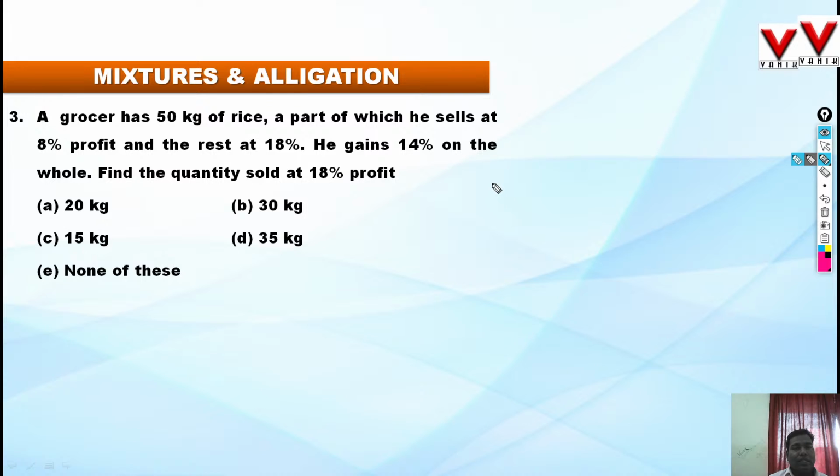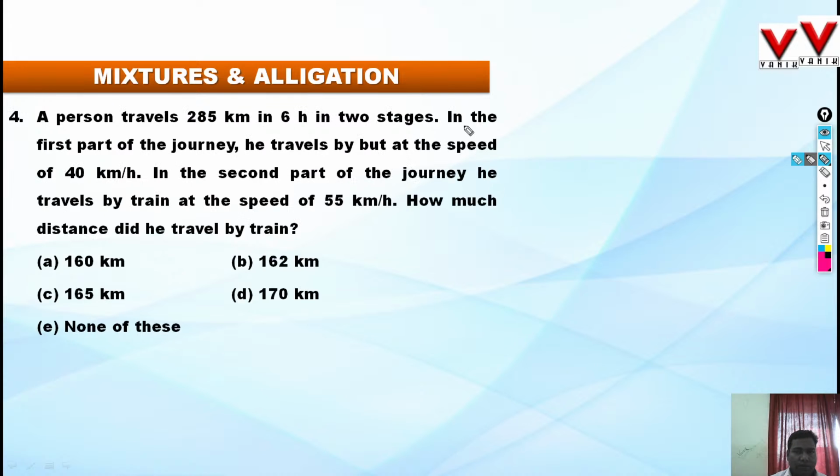Question number 4. A person travelled 285 km in 6 hours in 2 stages. In the first part of the journey, he travels by bus at the speed of 40 km per hour. In the second part of the journey, he travels by train at the speed of 55 km per hour. How much distance did he travel by train?